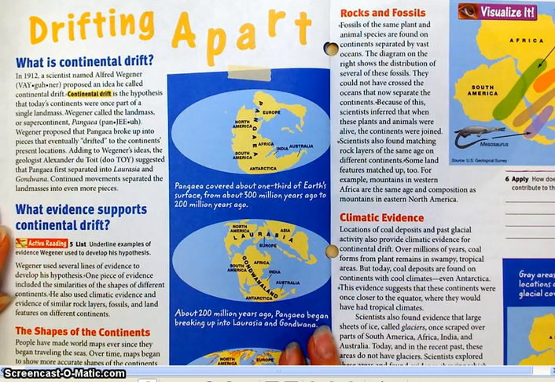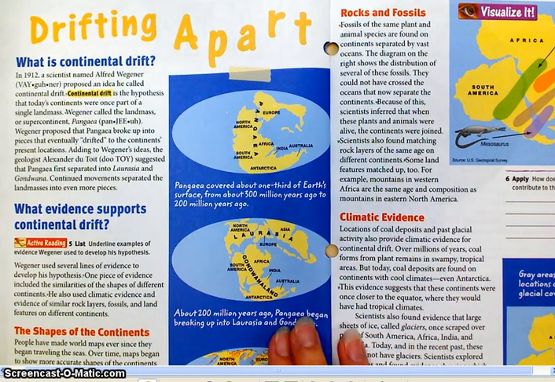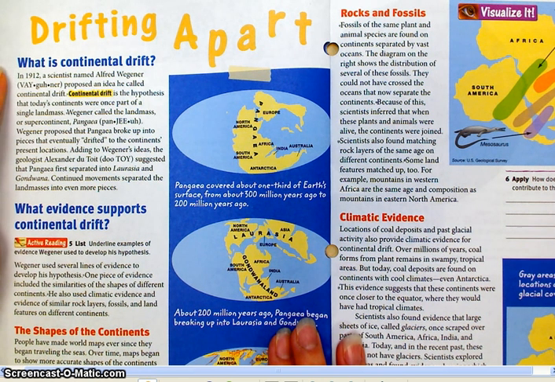And I'm going to read through, and then we're going to go back and highlight the things that I want you to pay special attention to. First subject in this lesson is continental drift. So what is continental drift? In 1912, a scientist named Alfred Wegener proposed an idea he called continental drift.